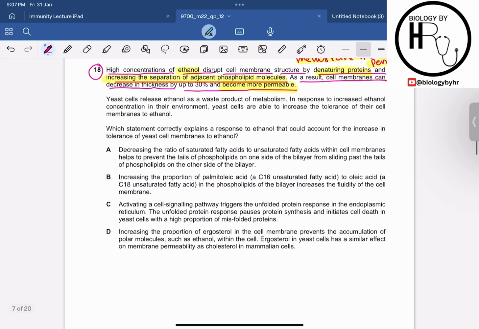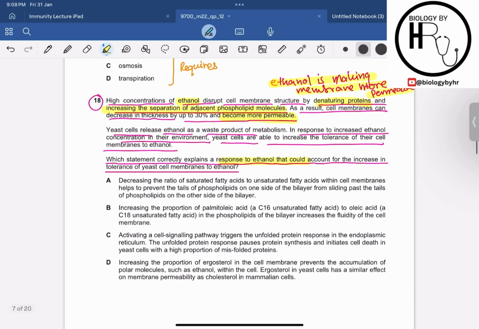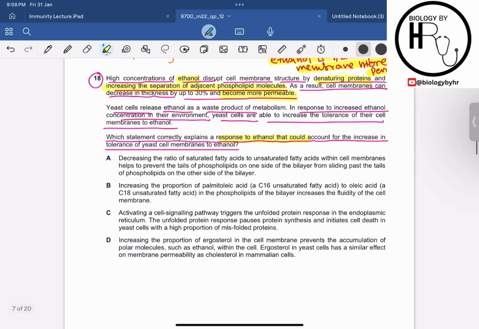Over here it is also written that it is making the cell membrane more permeable. Then they are saying in the question that yeast cells release ethanol as a waste product in the metabolism, and in response to increased ethanol concentration in the environment, yeast cells are able to increase the tolerance of their cell membranes to ethanol. Further in the question they are asking which statement correctly explains a response to ethanol that could account for the increase in the tolerance of yeast cell membrane to ethanol, right? So the effect of the ethanol is to make the cell membrane more permeable, right?